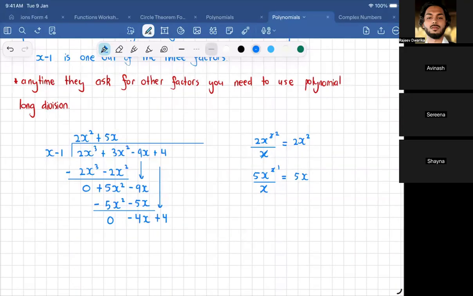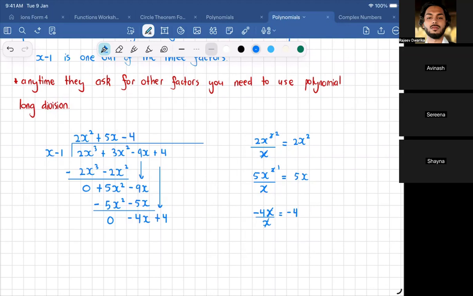Then just subtract it. We're at the point where the whole process repeats itself. So tell me what to do now. Minus 4x by x, right? So let me do that here. Minus 4x divided by x. What would that make? Minus 4. So where should I put the minus 4? Below. Put it on top.